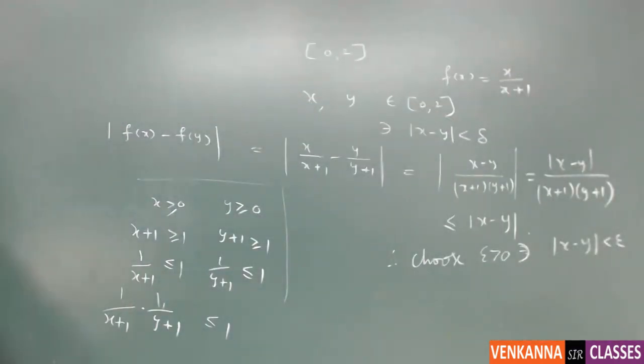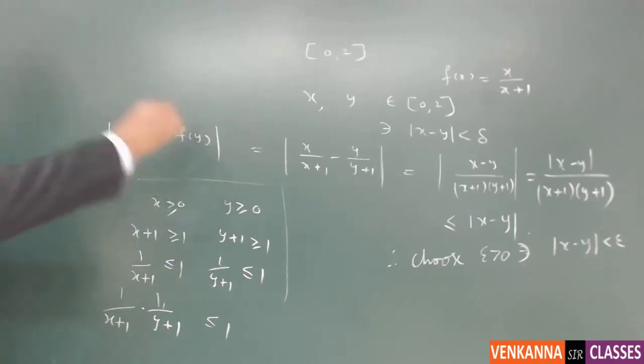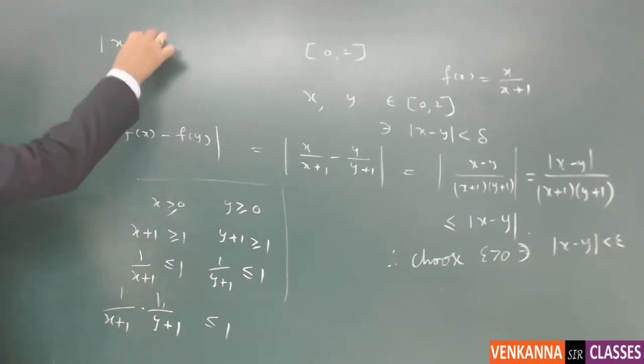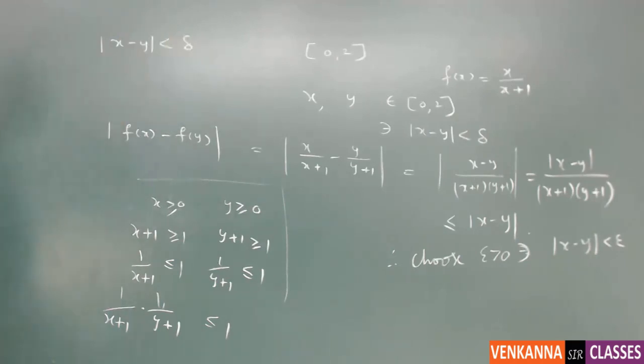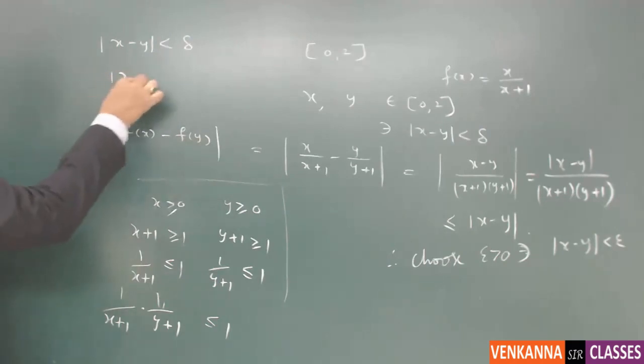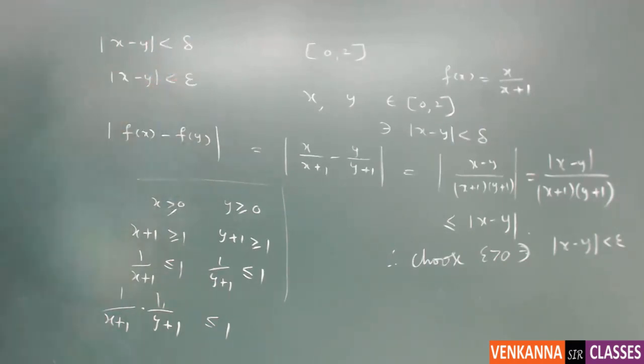So what happens? If you compare the two inequalities, I got one inequality as |x minus y| less than delta while choosing the numbers. Another one is I have chosen epsilon like this. So if you compare these two, delta is equal to epsilon for this problem. So if you choose delta equal to epsilon, then the function will be uniformly continuous on this closed interval [0, 2]. You can ask one more question: can't we do it the other way?